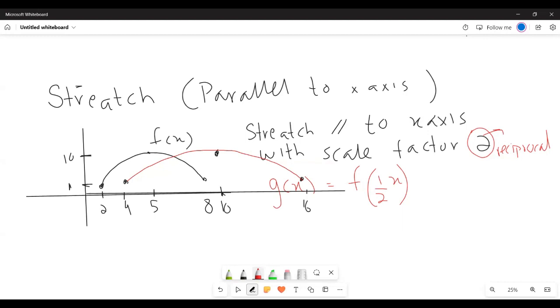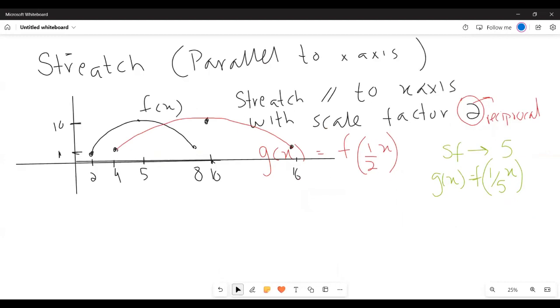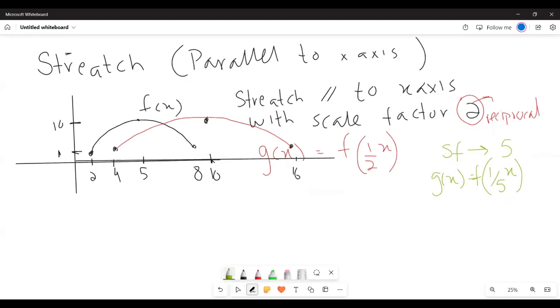And remember, whenever there's a stretch parallel to the x-axis, when you're representing it in the form of g(x), you will take the reciprocal of the scale factor. So you write f(1/3 x). Similarly, let's say if the stretch factor was 5, then you would write g(x) equals f(1/5 x). What if the stretch factor is half? It's going to be f(2x).